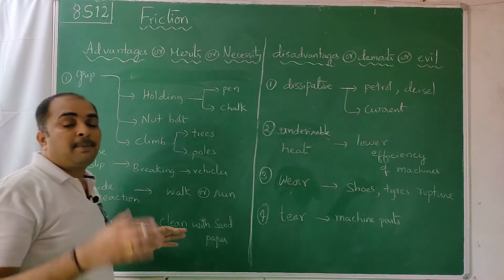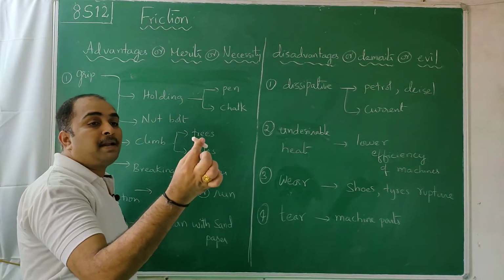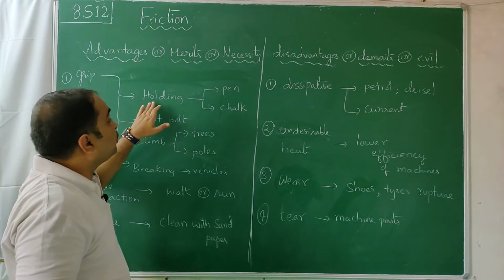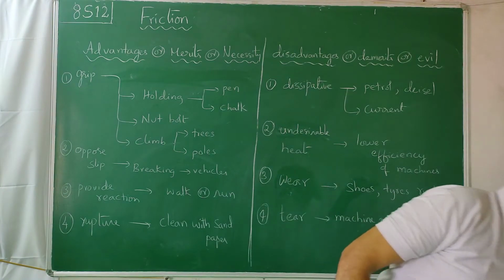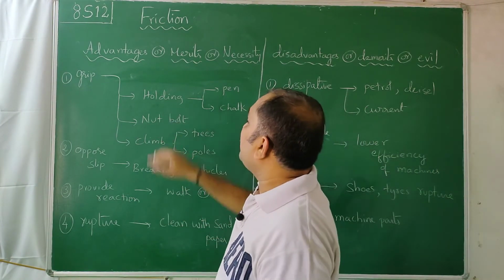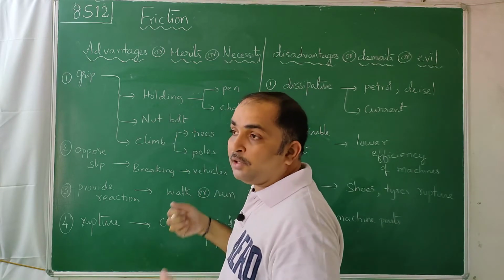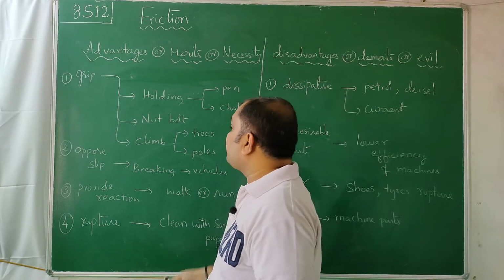Actually, friction provides grip. I told you with so many examples. Because of the grip only, I am able to hold a pen, I am able to hold a chalk piece, we are able to hold and write things, we are able to hold objects like a glass. If I want to drink water, I have to hold it and drink. So friction provides grip. That's a big advantage. A nut and bolt also grip, for example, this bolt we are able to hold because of the nut and bolt system.